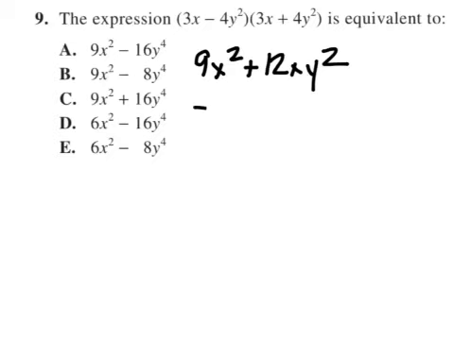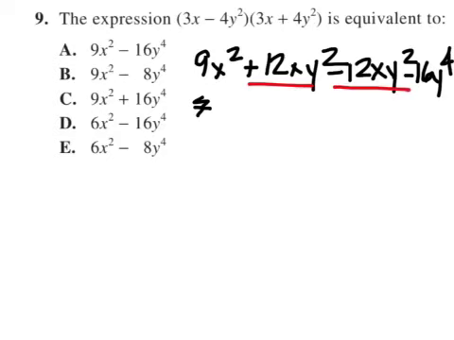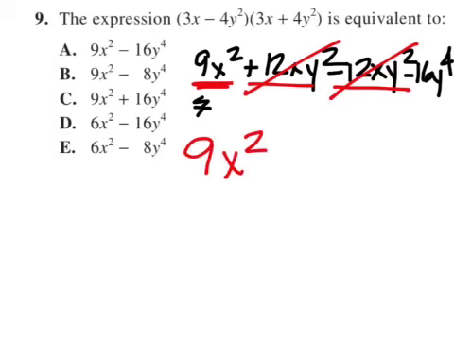So that would be a negative. I need to write it up here if I can. I can't backspace. There we go. Negative 12xy squared, and then you'll have minus 16y to the fourth. So notice that plus 12xy squared and minus 12xy squared cancel out. So you're left with 9x squared minus 16y to the fourth.